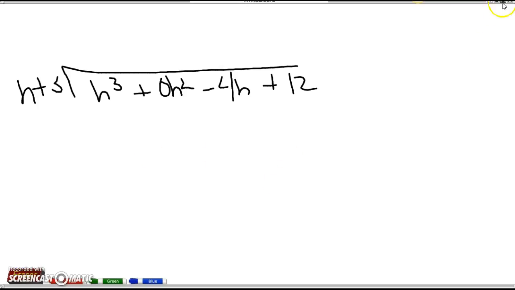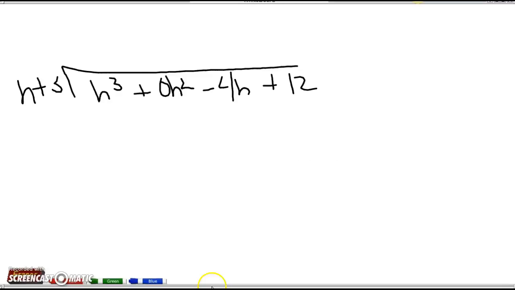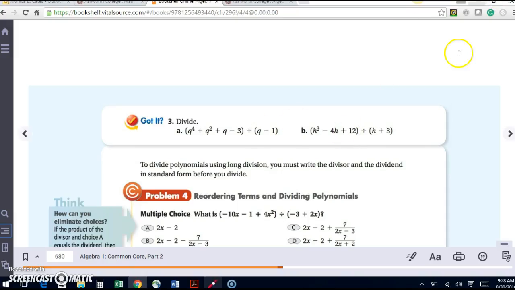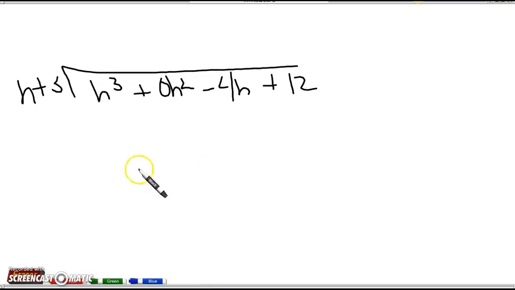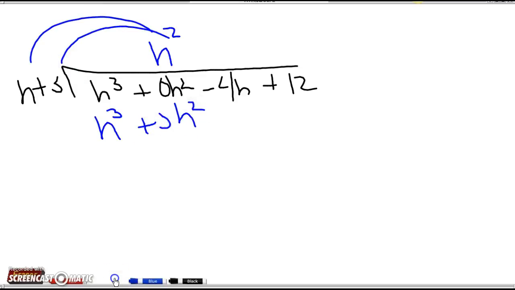Okay, I went ahead and wrote it on the whiteboard to save some time. So I had h to the third. I was missing that h squared, so I put it here: 0h squared minus 4h plus 12. So the first thing, what do I need to multiply h by to get h to the third? And that is h squared. h squared times h gives me h to the third, and I get plus 3h squared.